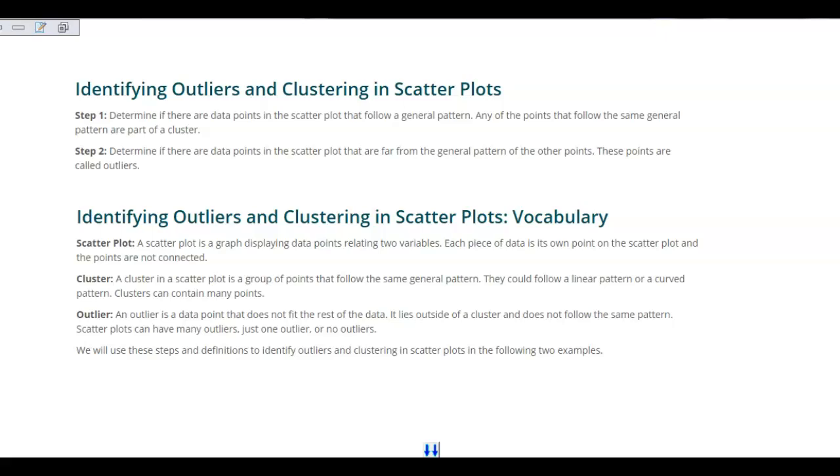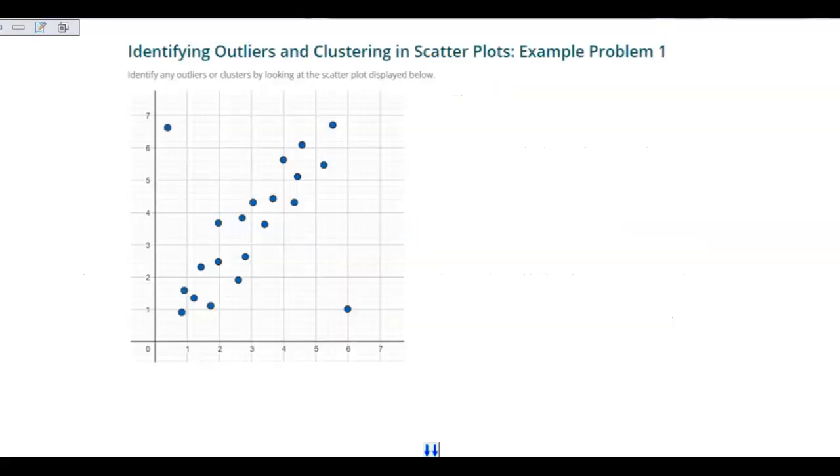An outlier is a data point that does not fit the rest of the data. It lies outside of a cluster and does not follow the same pattern. Scatter plots can have many outliers, just one outlier, or even no outliers. And we are going to use these steps and definitions to identify outliers and clustering in scatter plots in the following two examples. So let's take a look at these.